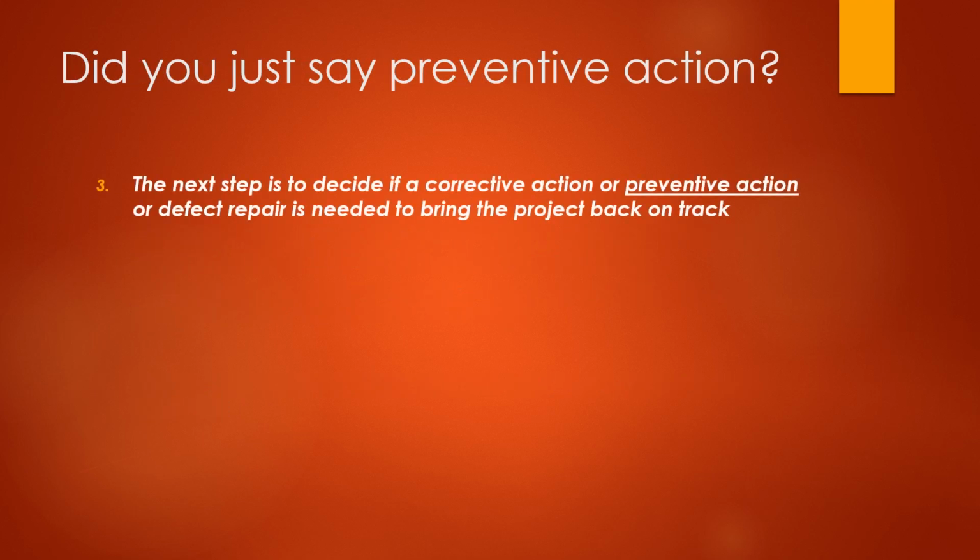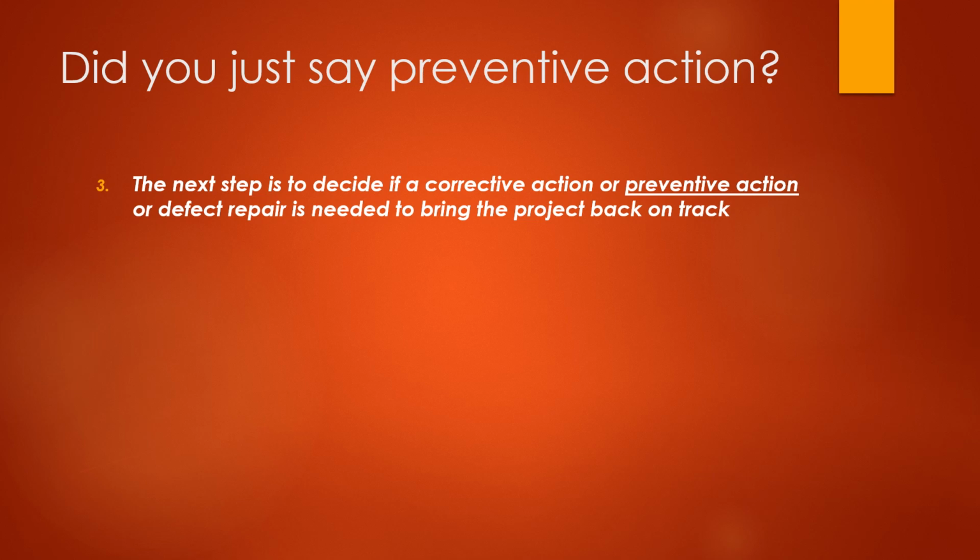Back to our point three, where we talked about how the next step is to decide if a corrective action or preventive action or defect repair is needed to bring the project back on track. Now you might wonder, preventive action, what does that mean? How did that come around? So let's say the project should be at 40%. You are only at 20%. What could be a preventive action here?